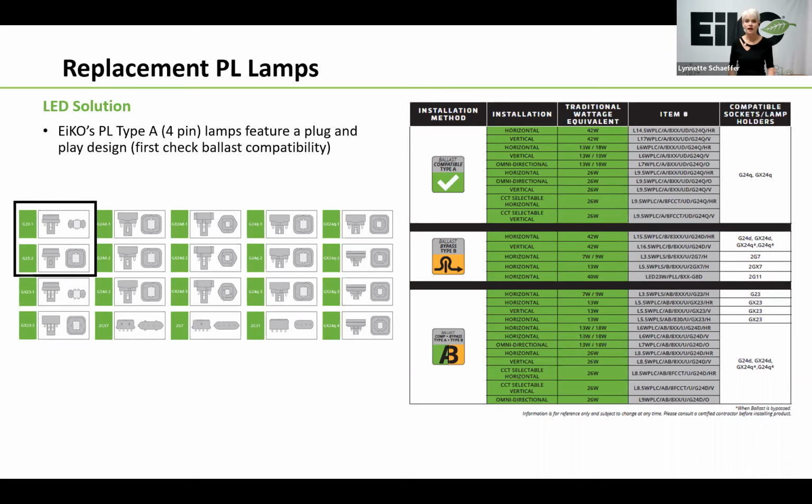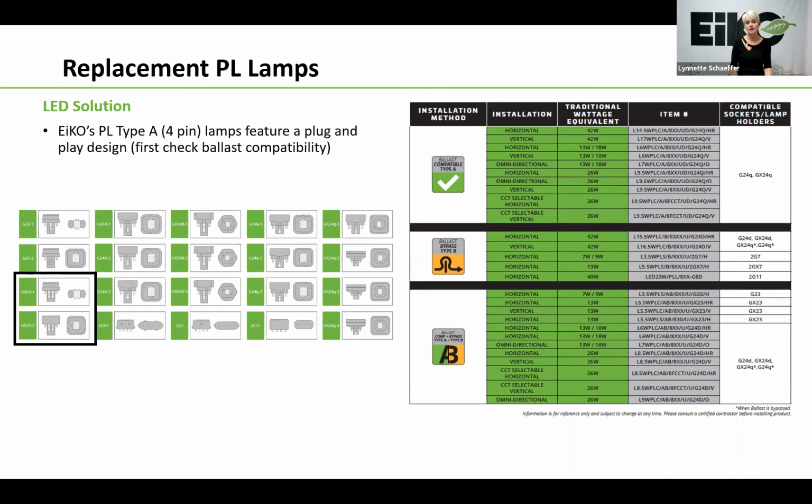So one LED lamp will fit on and work on both the GU23-1 and the G23-2. Similarly, you can use the same lamp on either of the GX23 bases, 1 or 2. You just need to make sure you confirm ballast compatibility. So just because the LED lamp fits onto that ballast does not mean that it will work with that ballast. So it's very important to understand that.